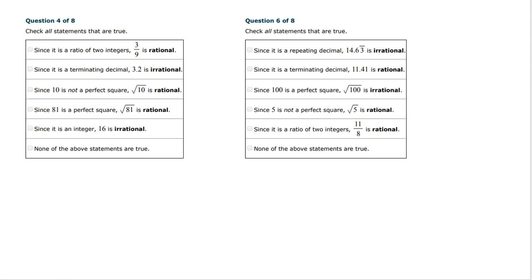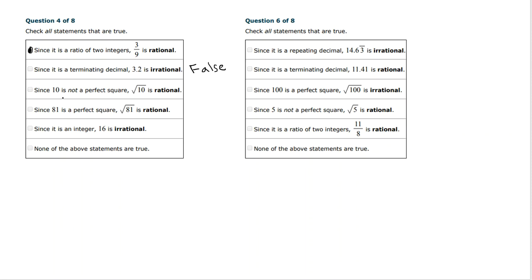Check all statements that are true. So this is just like the last one. Let's just go through these really quickly so I can make sure that you know which ones to check and which ones not to check. Since it is a ratio of two integers, 3/9 is rational. That one would be true. Okay, remember, if it's a rational number, it can be written as a fraction. Since it is a terminating decimal, 3.2 is irrational. That one is false. Okay, terminating decimals are rational numbers. The only time it's irrational is if it's a never-repeating, never-ending decimal.